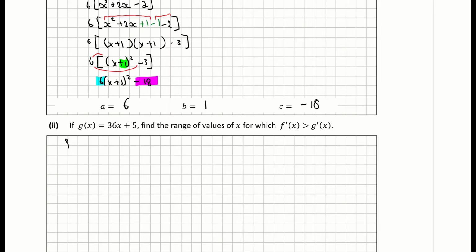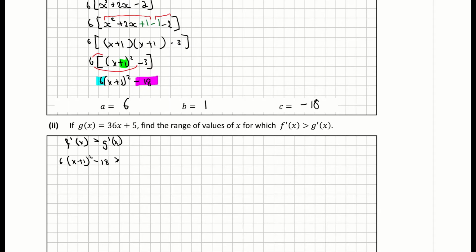So let's just write down what they're asking us to find. f dash of x is greater than g dash of x. When we write that out, we know from up above that f dash of x is the same as 6 bracket x plus 1 all squared minus 18. You can write it as the equation if you want. You don't need to write it in the completed the square form, I just am for this part. And that's greater than g dash of x.